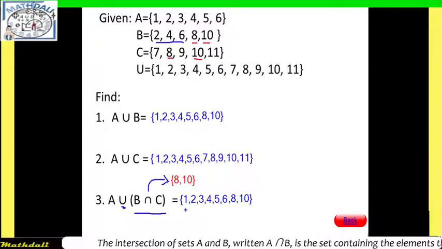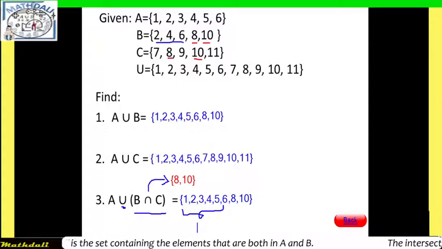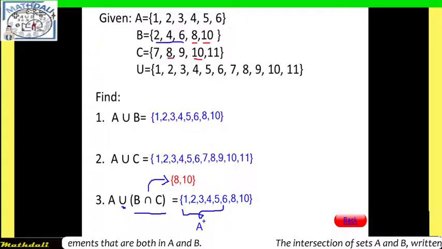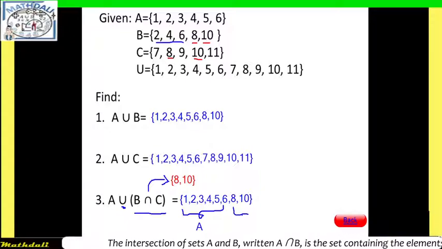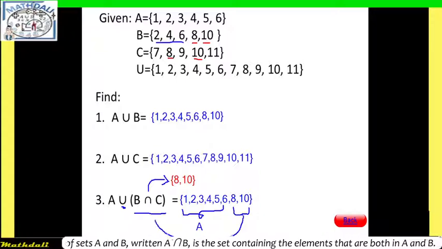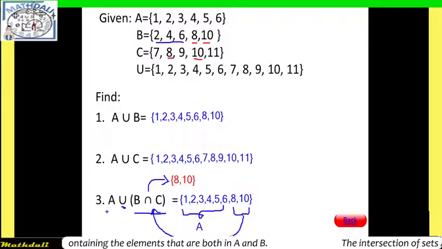Okay, so itong 1, 2, 3, 4, 5, 6, those are the elements of our set A. Then, itong 8 and 10, yan yung ating intersection. Okay, pinag-combine lang ninyo, pinagsama lang, yan na yung union.